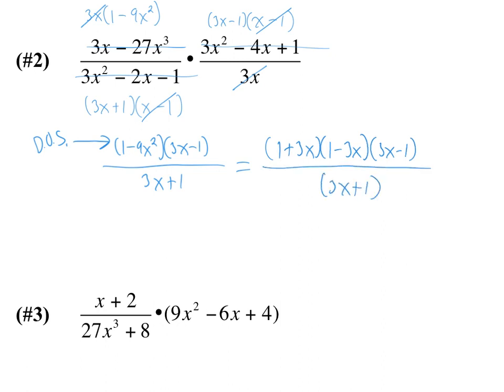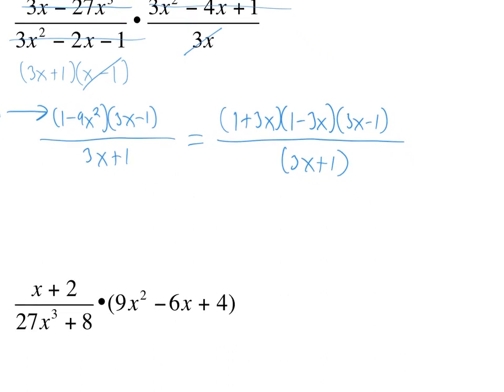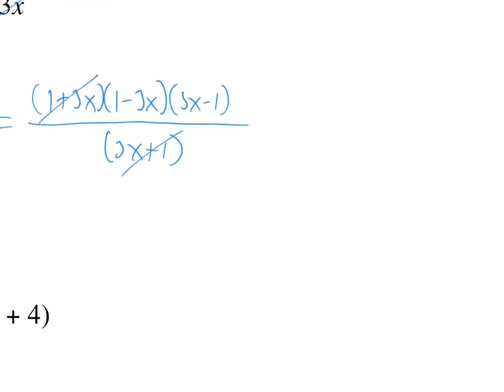All right, can we do any canceling now? We multiplied across, now we want to reduce and cancel. Well, 1 plus 3x and 3x plus 1 are the same. These are going to cancel out. So now this is going to equal 1 minus 3x times 3x minus 1. And you can see these are like opposite factors. You see what I'm seeing here?